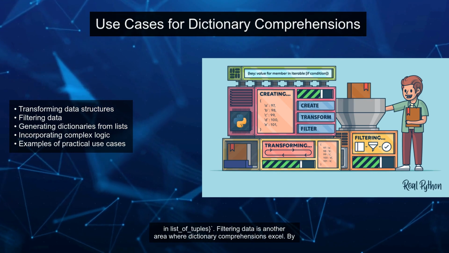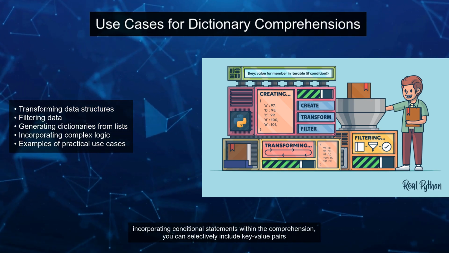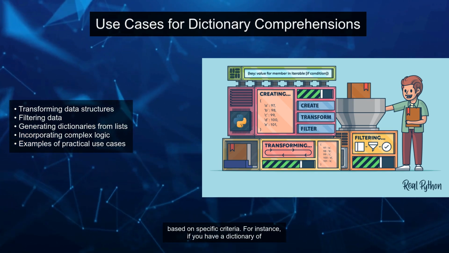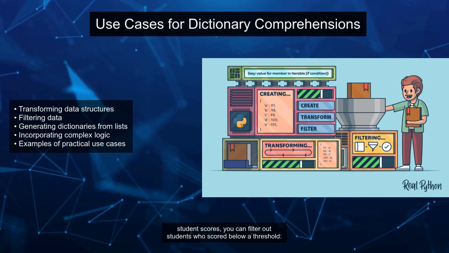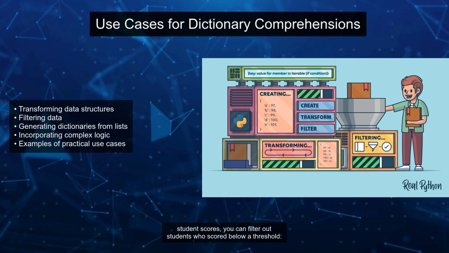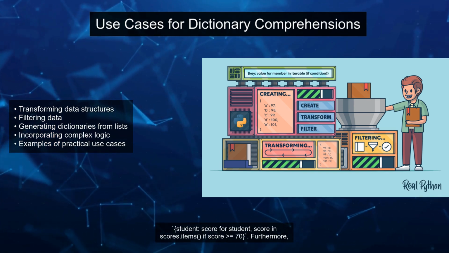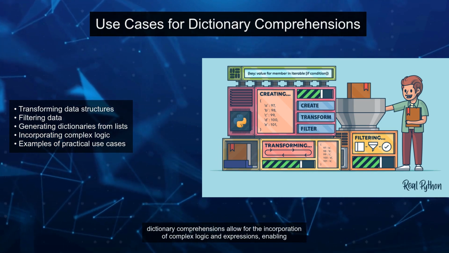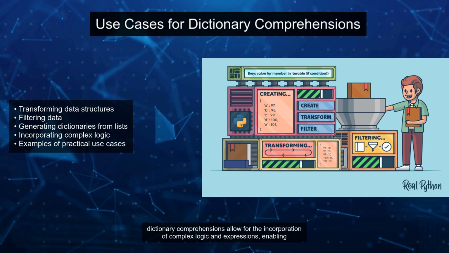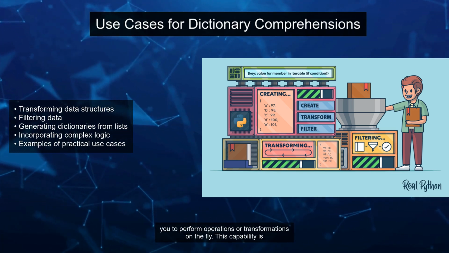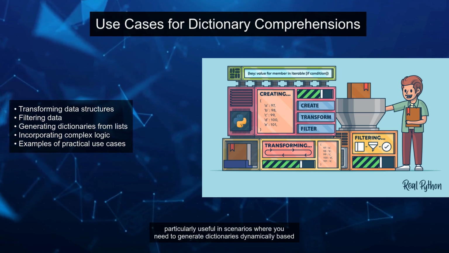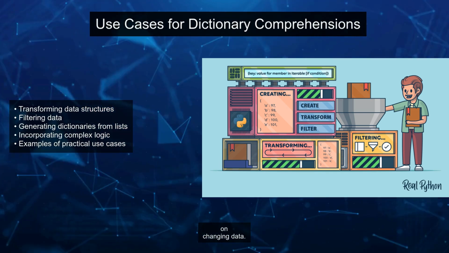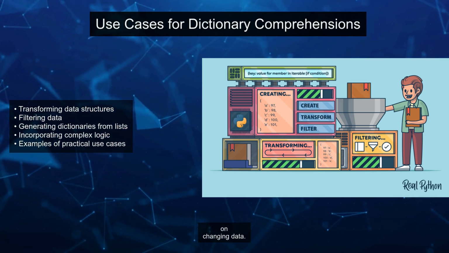Filtering data is another area where dictionary comprehensions excel. By incorporating conditional statements within the comprehension, you can selectively include key value pairs based on specific criteria. For instance, if you have a dictionary of student scores, you can filter out students who scored below a threshold: {student: score for student, score in scores.items() if score >= 70}. Furthermore, dictionary comprehensions allow for the incorporation of complex logic and expressions, enabling you to perform operations or transformations on the fly. This capability is particularly useful in scenarios where you need to generate dictionaries dynamically based on changing data.